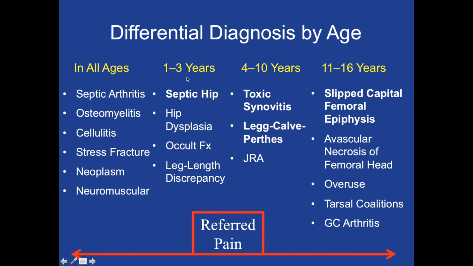And so for the younger people, so less than 3, septic hip is the thing that you're worried about mostly. And for the 4 to 10, you can get a reactive synovitis or toxic synovitis, which is more common. And for those that are 11 to 16, you can get a slipped capital femoral epiphysis, or SCFE. So again, always think infection, always think cancer, always worry about referred pain. And then younger ages, infection; 4 to 10, toxic synovitis; 11 to 16, slipped capital femoral epiphysis. And this is a good way to think about this.